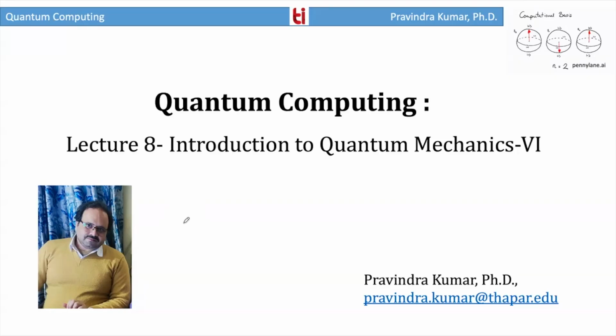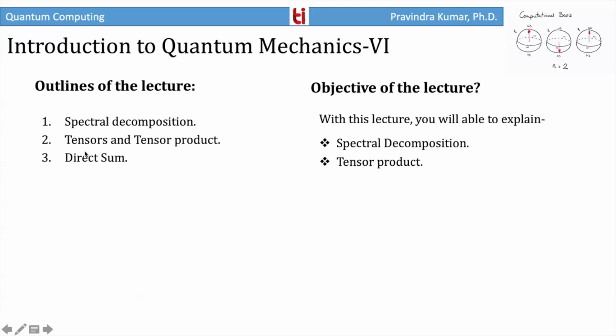Welcome to the lecture series on quantum computing. This is another lecture on Introduction to Quantum Mechanics. In the previous lecture, we discussed eigenvalues, eigenvectors, eigenfunctions, and spectral decomposition of an operator. In this lecture, we will discuss spectral decomposition again, tensors and tensor product, and direct sum.